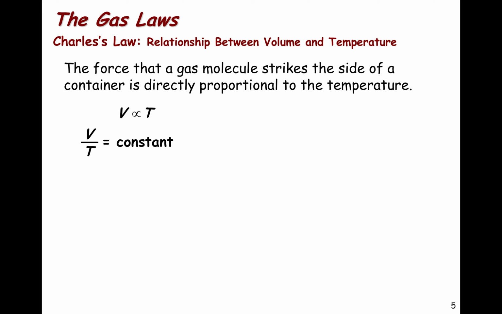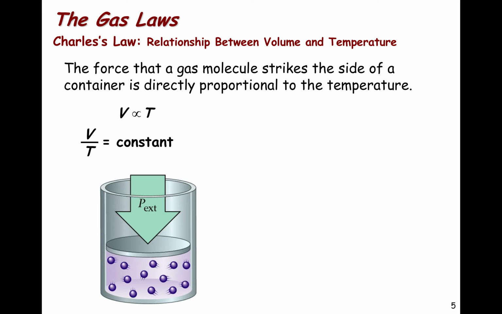We can write this mathematical relationship as V divided by T is equal to a constant. And so if we use our piston and the gas contained within our container such that we have a constant pressure being exerted on the piston, or constant force per unit area, the gas molecules are randomly moving around within the container and causing collisions with the surface of the piston, counteracting that outside force.